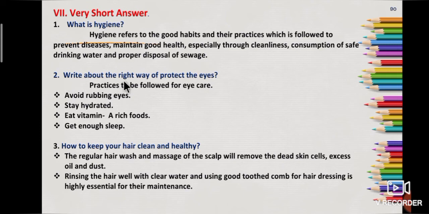Second question, write about the right way to protect the eyes. Practices to be followed for eye care. Avoid rubbing eyes, stay hydrated, eat vitamin A rich foods, get enough sleep.